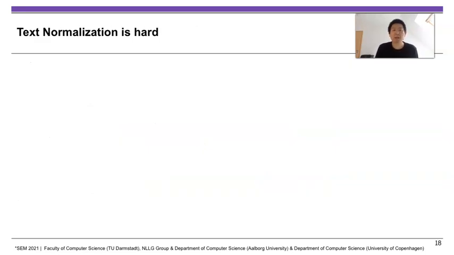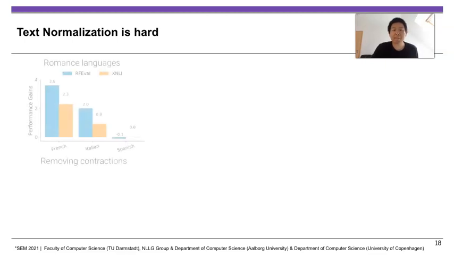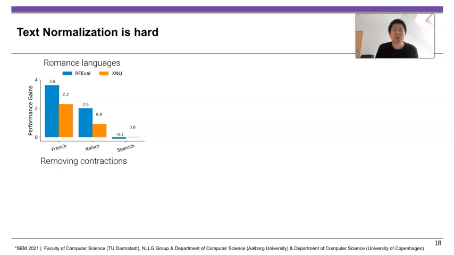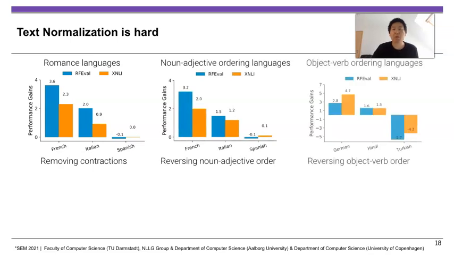Next, we talk about the text normalizations. Let's start by looking at the results of removing contractions. In this case, we choose Romance languages because they frequently use contractions. We saw that removing contractions really helps, but the performance gains are not consistent across languages. And we also find the same story for sentence reordering.